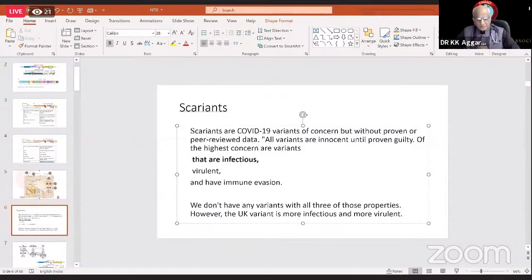That means today, most of the new variations, somebody is more infectious, somebody is more virulent, and something is doing immune evasion. All three are not present. Even the UK variant is more infectious and more virulent, but does not cause immune evasion. The South African variant has more immune evasion, more infection, but that is not virulent. That's what we need to understand.